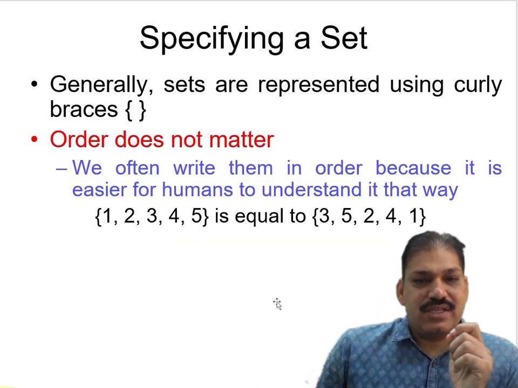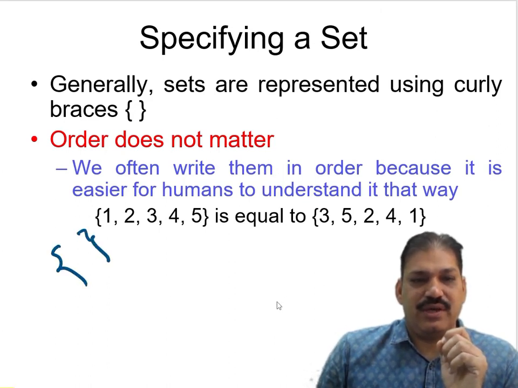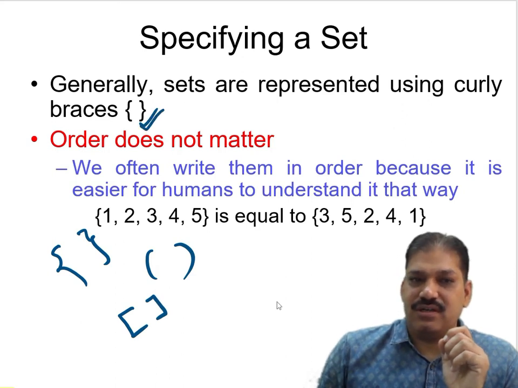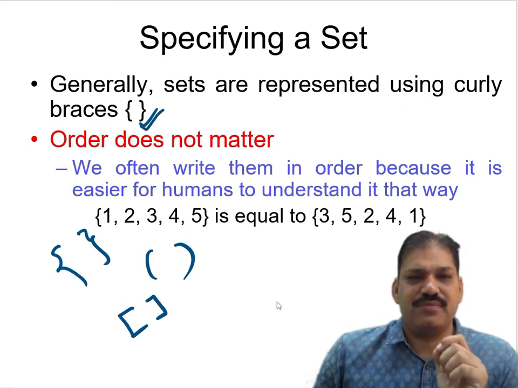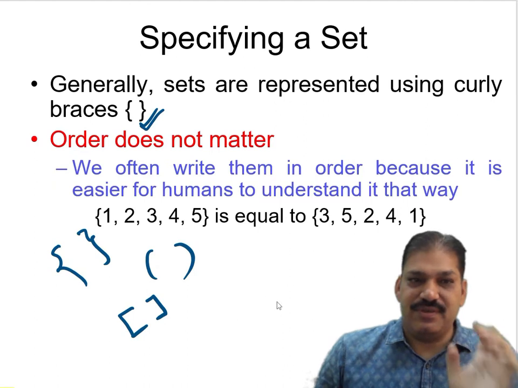Now, sets are generally represented using curly braces. So you cannot use parentheses, you cannot use square brackets. We have to use curly braces only to represent a set. In 99.99% of cases, the sets are represented in curly braces only.